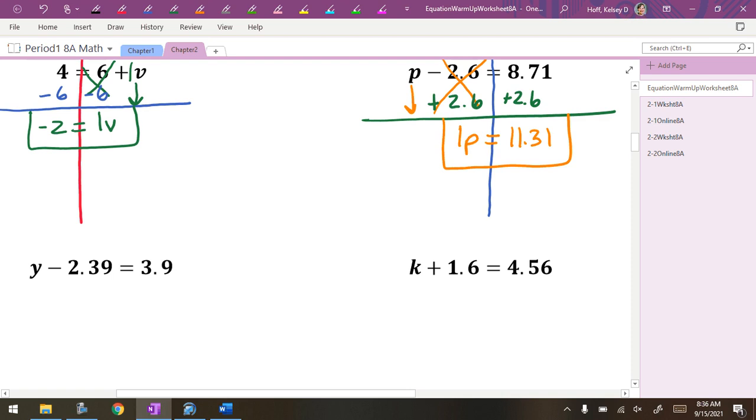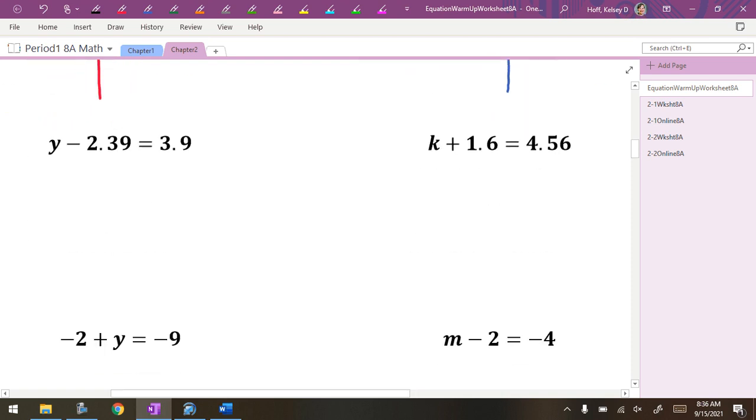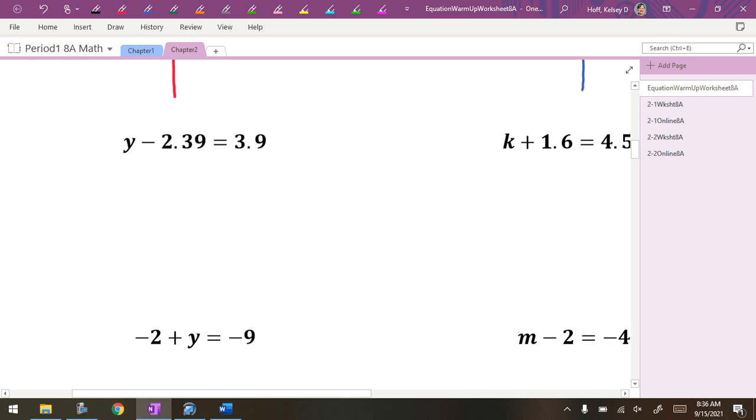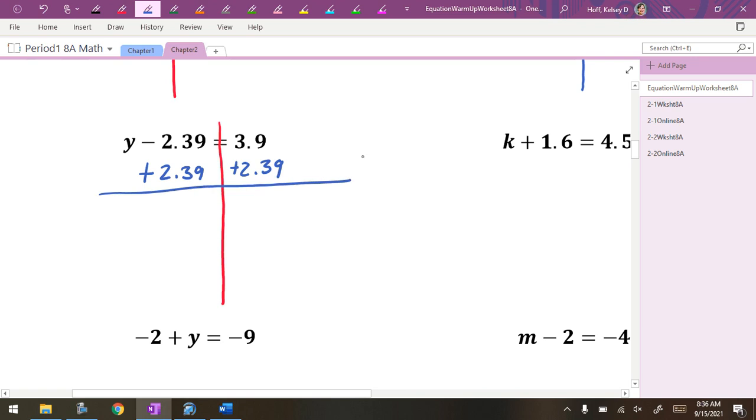All right. If I'm on this side here, Y minus 2.39 equals 3.9. I draw my line through the equal sign. Everybody, take your pointer finger. Cover up Y. What's left there? Negative 2.39. What's the opposite of a negative? Positive. So I'm going to write plus 2.39 on both sides. Little things. Make sure you add a plus sign so you remind yourself what you're doing. These cancel out. I drag this down. Miss Hoff's going to write 1Y. If you just write Y, that's fine.